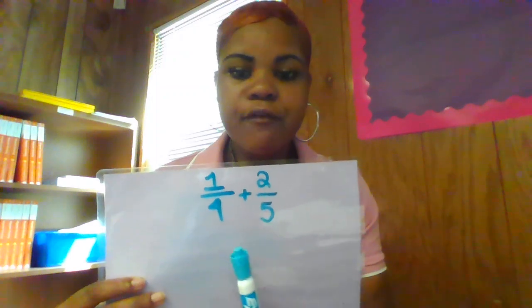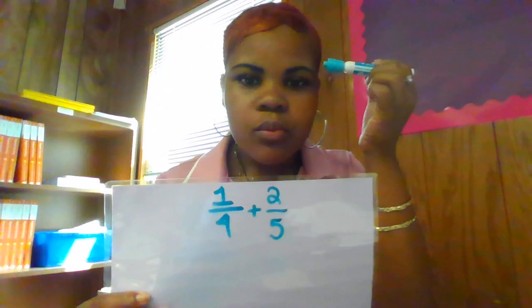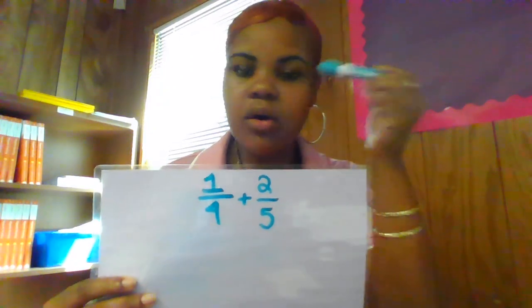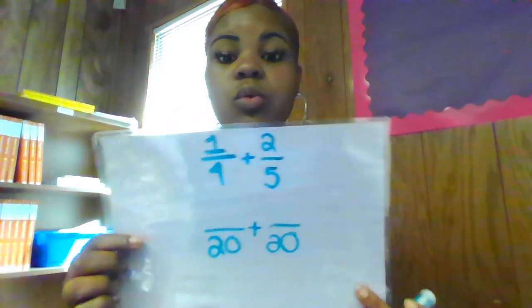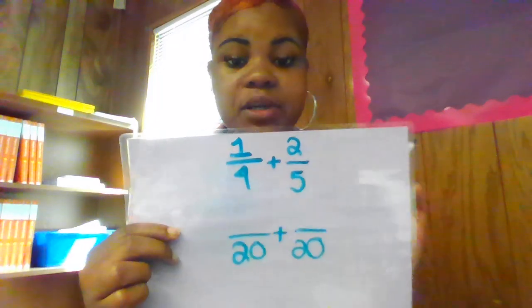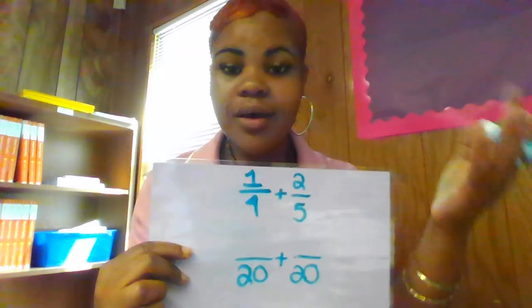Good job. 4 and 5. Think to yourself, what is a factor of both 4 and 5? What do they both share in common? 20, right? 4 can go into 20, and so can 5. So we are going to change our fractions to have 20 as the common denominator. Say it with me. Common denominator. What is it called? A common denominator.